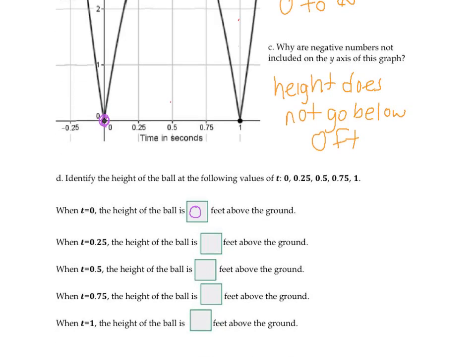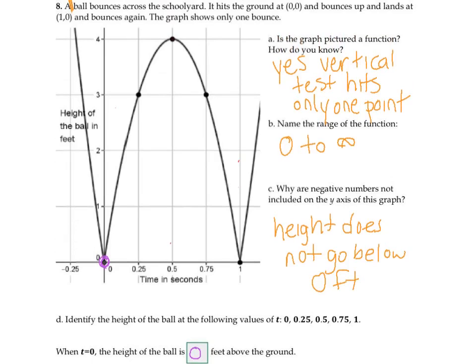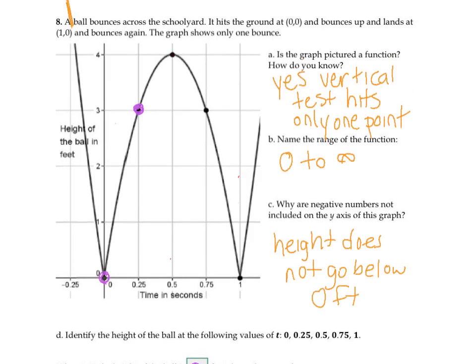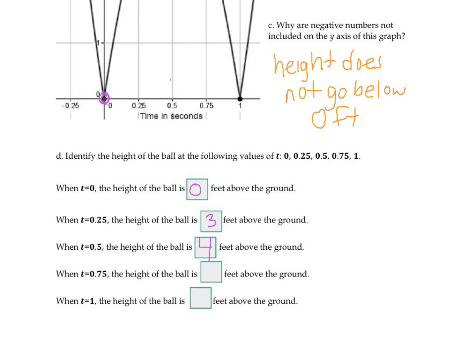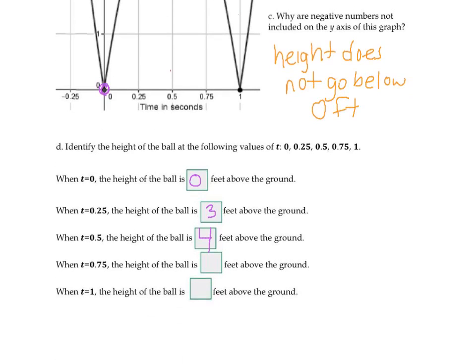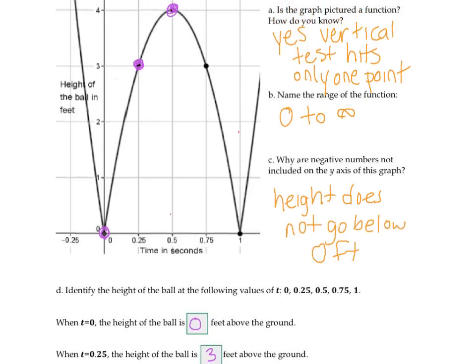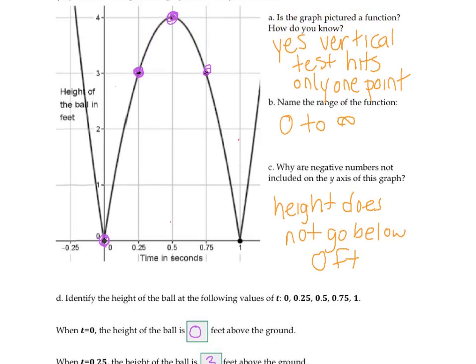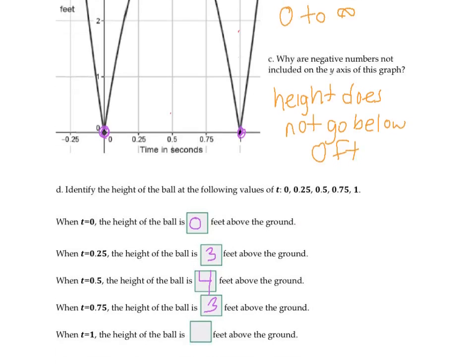When t equals 0.25, the height of the ball is, so at 0.25, the ball is at 3. So the y is 3 feet above the ground. When t equals 0.5, the height of the ball is, we can look back up, and we can fill in 4. So all we're doing for these is just finding what the height is, or the y is, at each of the different times. So when t equals 0.75, the height of the ball is at 3 again. And when t equals 1, the height of the ball is at 0.